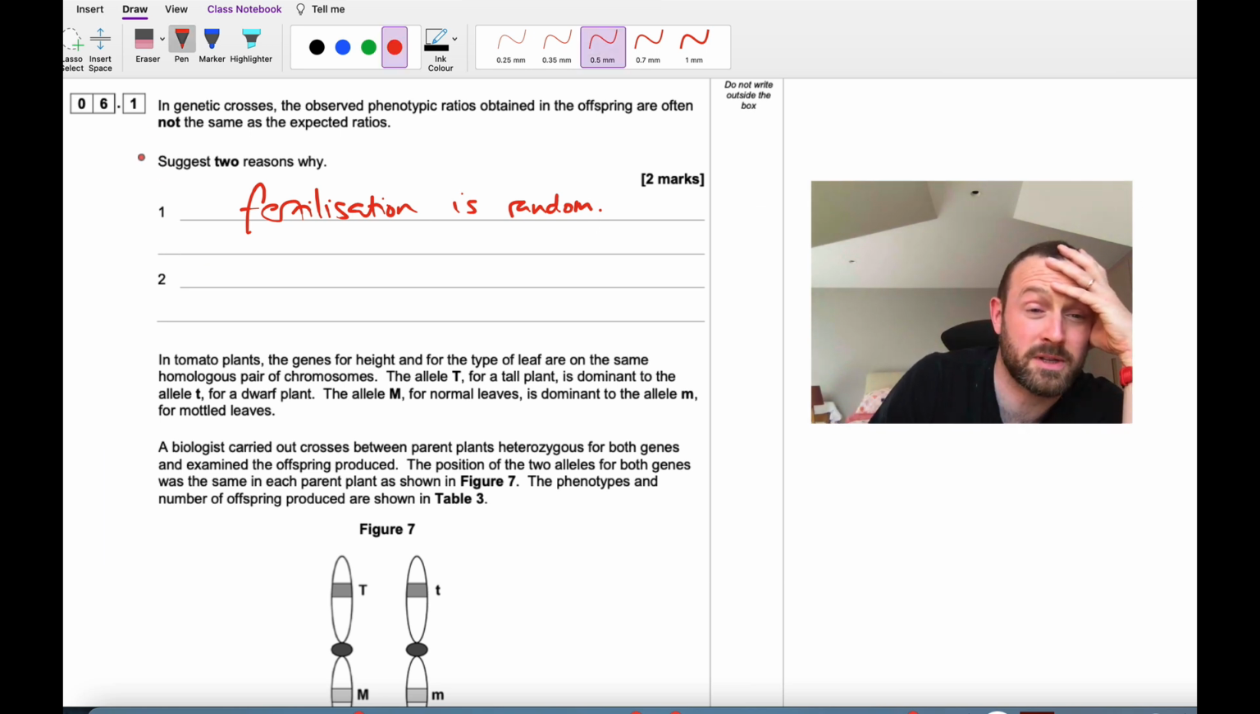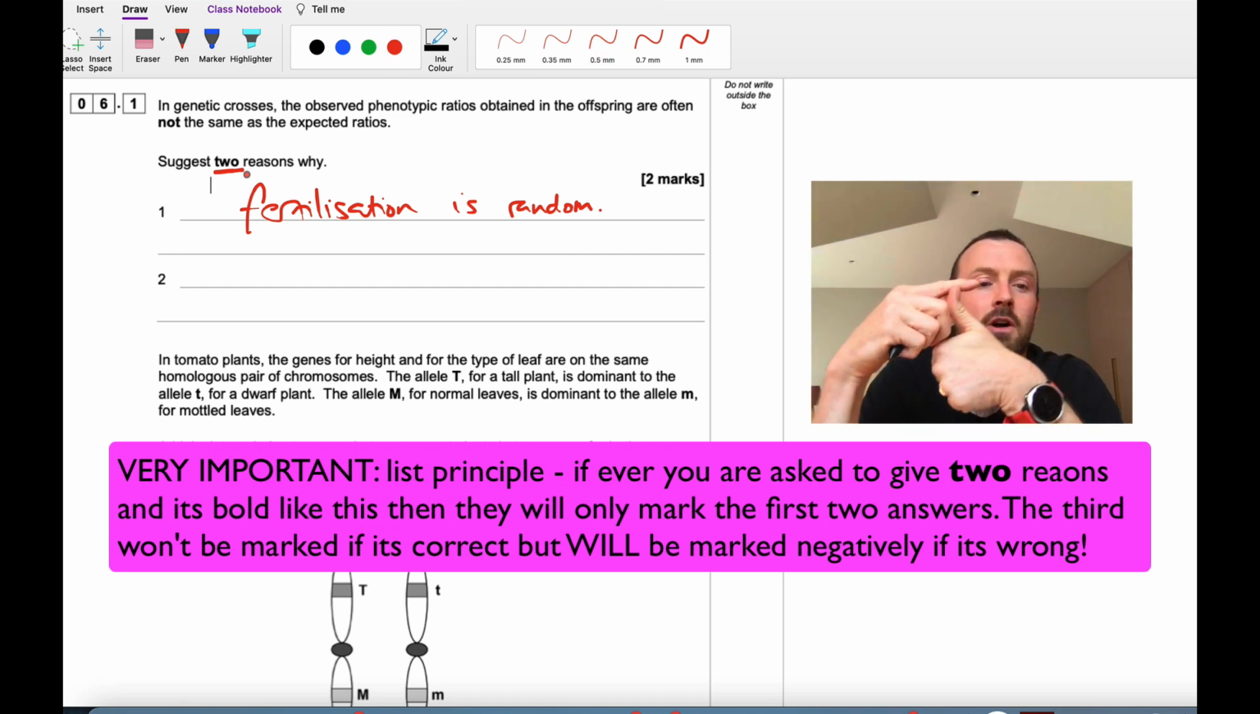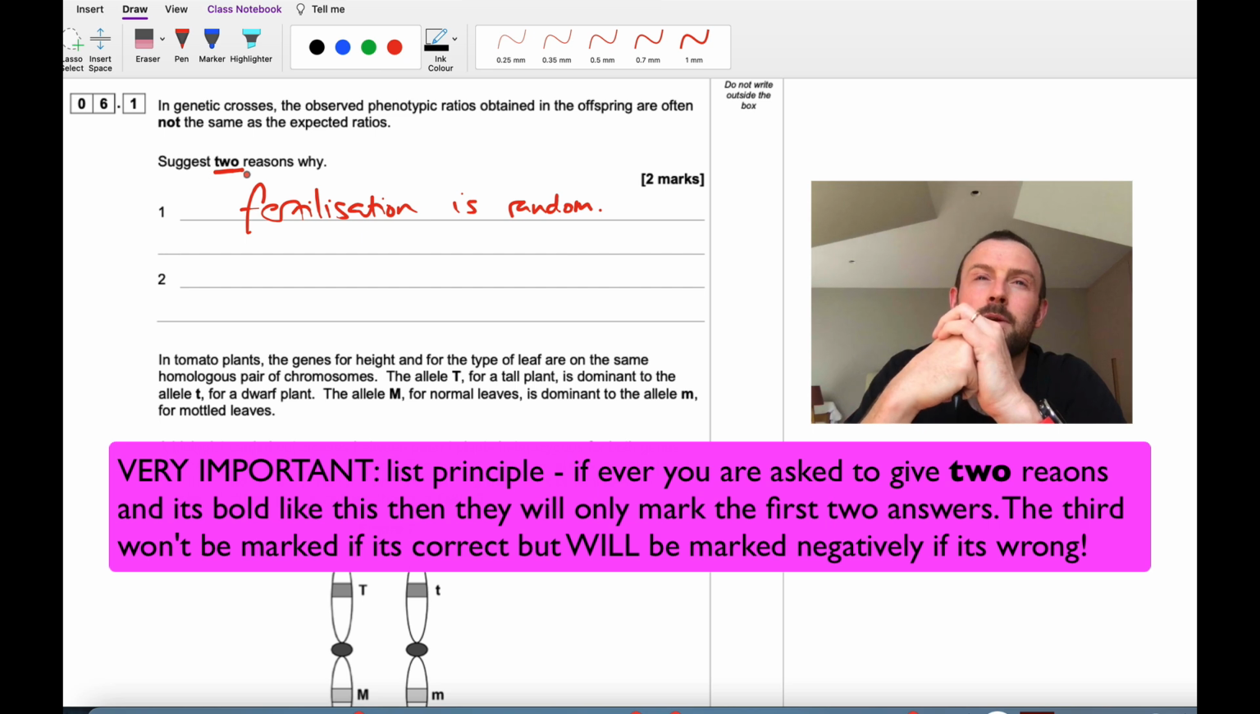Now, this is a list principle thing. So you need to pick your 2 most secure answers. If you give 3 answers, then they're not going to mark all 3. They're only going to mark the first 2. And in fact, if you get the 3rd one wrong, it can actually take off a mark.